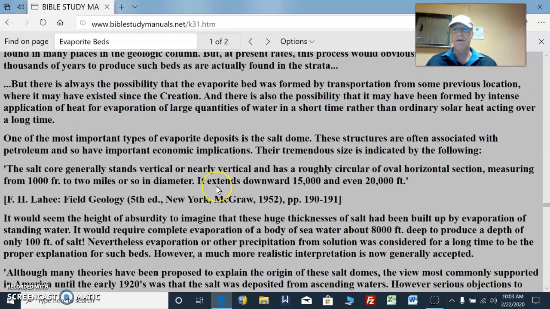One of the most important types of evaporite deposits is the salt dome. These structures are often associated with petroleum and so often have important economic implications. Their tremendous size is indicated by the following. The salt core generally stands vertical or nearly vertical and has a roughly circular or oval horizontal section measuring from 1,000 feet to 2 miles or so in diameter. It extends downward 15,000 and even 20,000 feet, so that's pretty large.